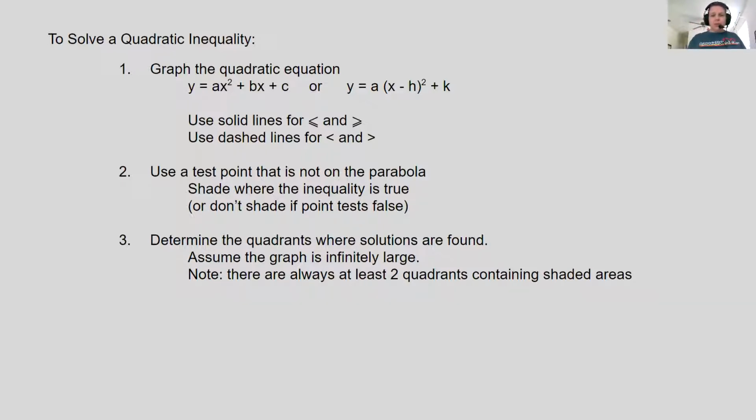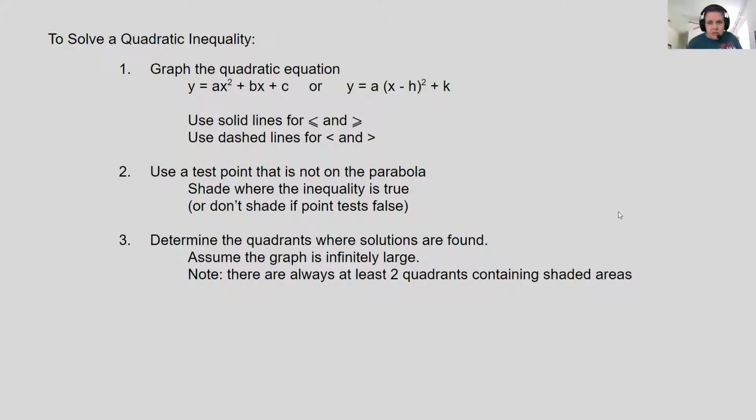Make sure that you use the proper line type, depending on what your inequality symbol is. We'll use a test point. I'll show you how to do that. And you shade wherever it's true. So if I pick a test point, any point that's not on the parabola, and it tests true, then that's where you shade it. If it tests false, then that's not where you shade it. You would shade on the other side of the parabola. And then we'll list which quadrants contain solutions.